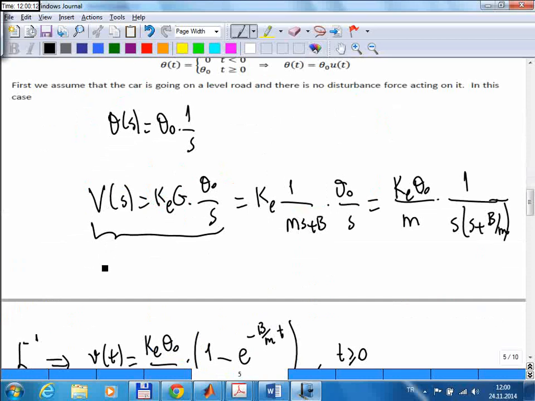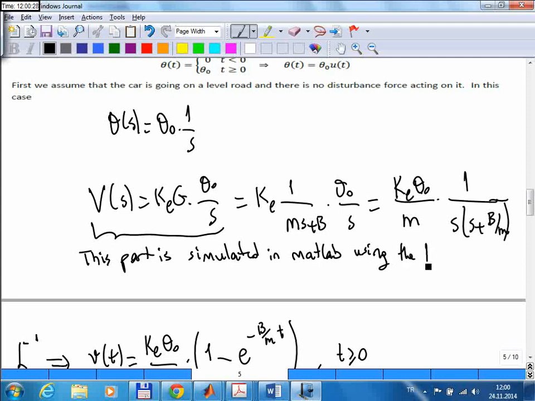Okay, so this is what I simulate there. The following command.